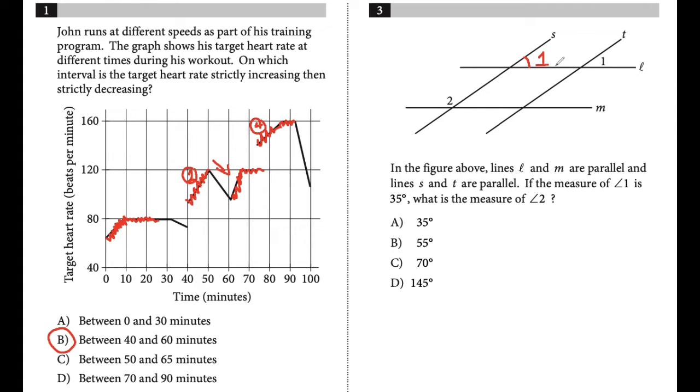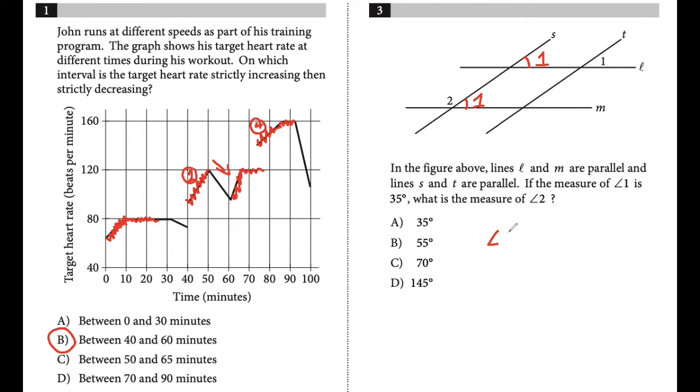And we can think about it the same way between L and M. L and M are parallel lines with S cutting through them. So 1 is also going to correspond here. These two angles are corresponding angles. So as we can see, 2 and 1 are supplementary angles. They add up to 180.